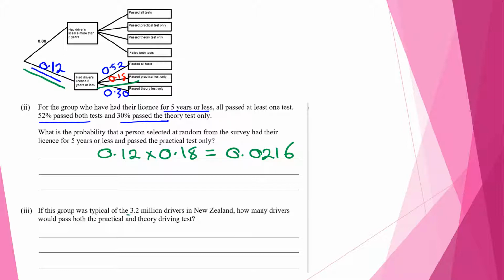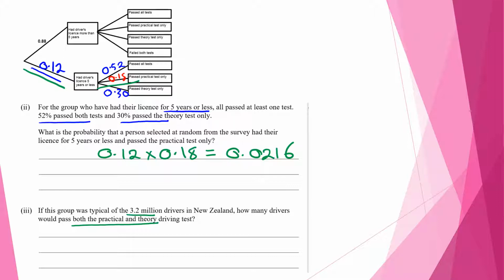The second part of this question is asking us if this group was typical of 3.2 million drivers, so in total population, how many drivers would pass both the practical and theory driving tests? So pass both the practical and theory driving tests. So this is of both groups, had their driver's license for more than 5 years and had their driver's license for less than 5 years.